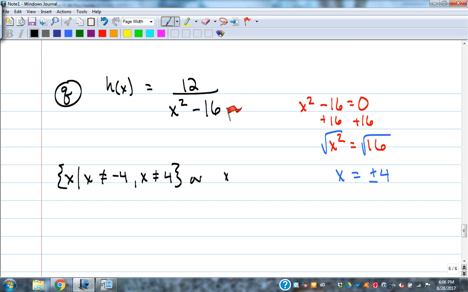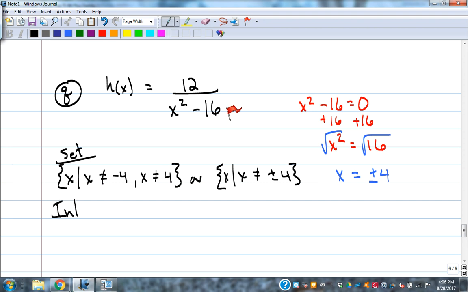Or you could say x such that x is not equal to plus or minus 4. I would take either of those. I don't care which one you write. You're probably going to see the first one more on Canvas quizzes, because that's how the program I use tends to do it. So that's set notation.